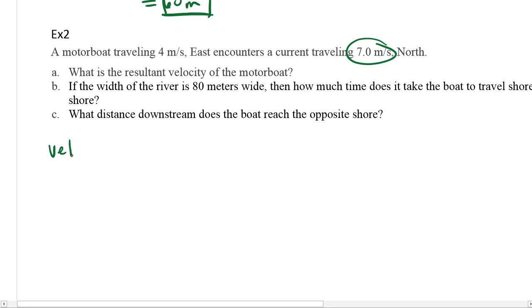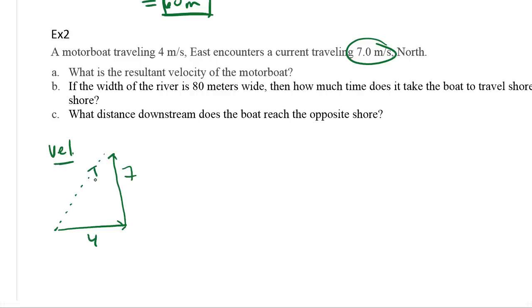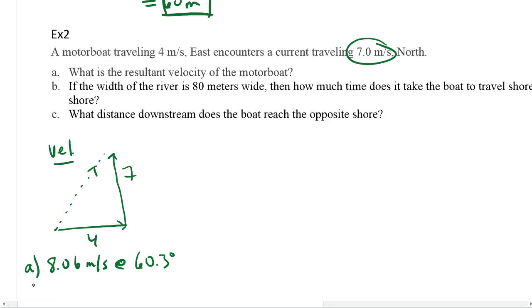I'll do a very quick velocity diagram here. So we have a 4, and now we have a 7. It looks like this, and here is my resultant. Using Pythagoras, I would get 8.06 meters per second at, again, the inverse tan of 7 over 4, 60.3 degrees. So that's the answer to A, just very quickly because I want to speed things up a little bit.